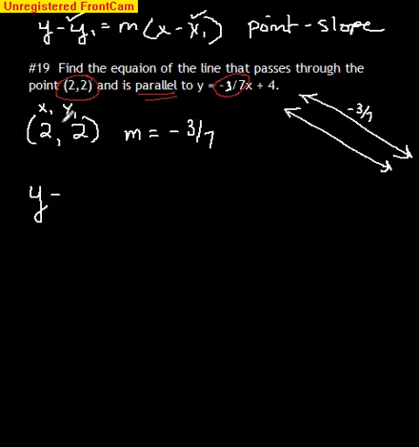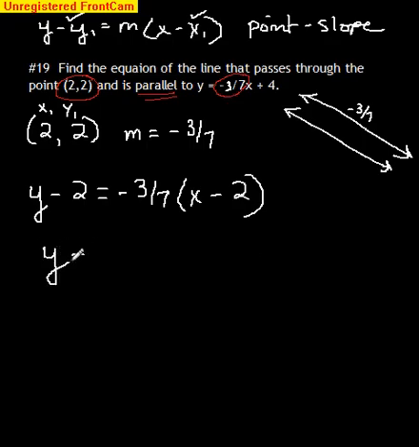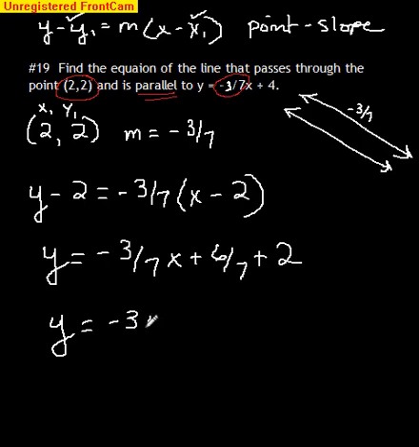So we just plug those in. y minus y1, which is 2, equals m, -3/7, times x minus x1, which is 2. And we just get the y by itself. y equals -3/7 x plus 6/7 plus 2. And we just combine those things. 6/7 plus 2, this would be 14/7, so it would be 20/7. And hopefully that's the right answer.